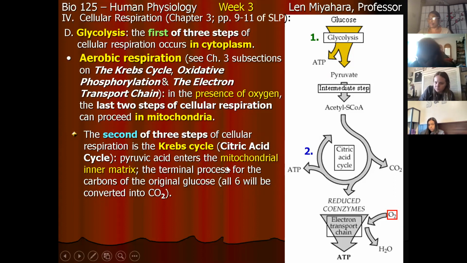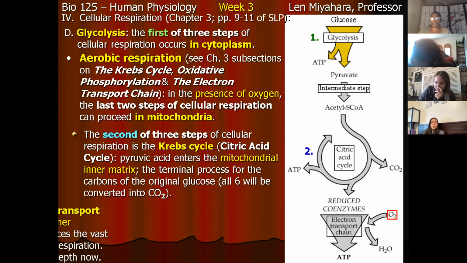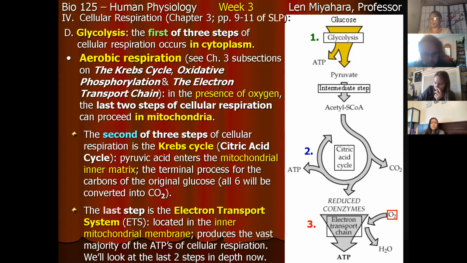But it's the second step where all 6 carbons have been now broken down into individual carbons of CO2. One 6-carbon molecule into 6 CO2s. This is the final catabolism that is occurring in the cells. And then the last step is the electron transport system. And that's also in the mitochondria.